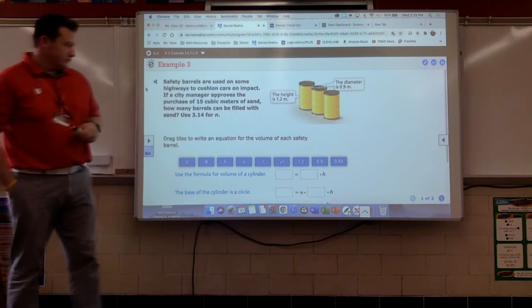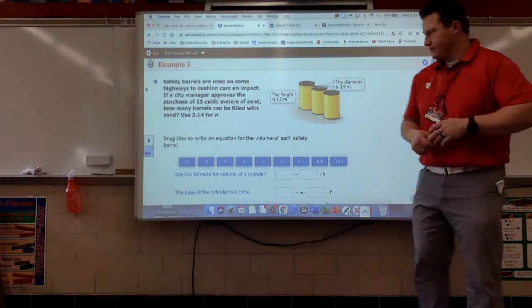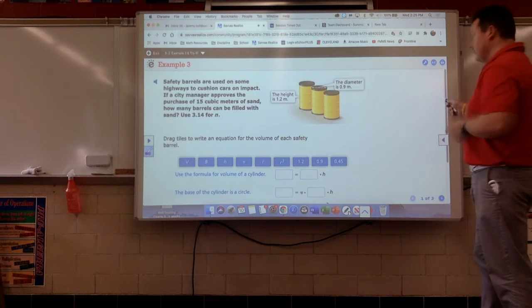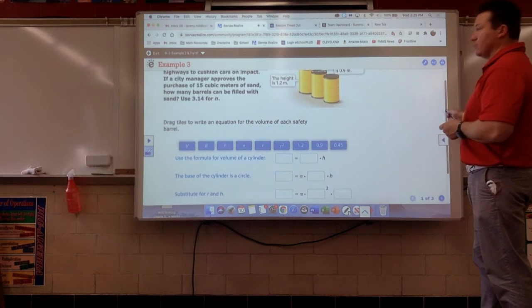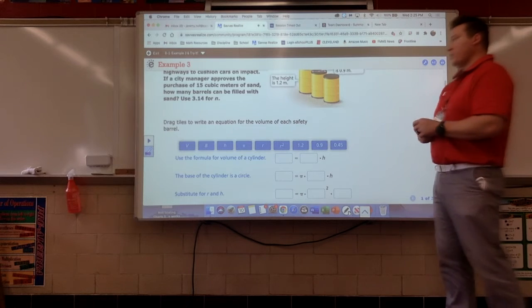Safety barrels are used on some highways to cushion cars on impact. If a city highways manager approves the purchase of 15 cubic meters of sand, how many barrels can be filled with sand? Use 3.14 for pi.